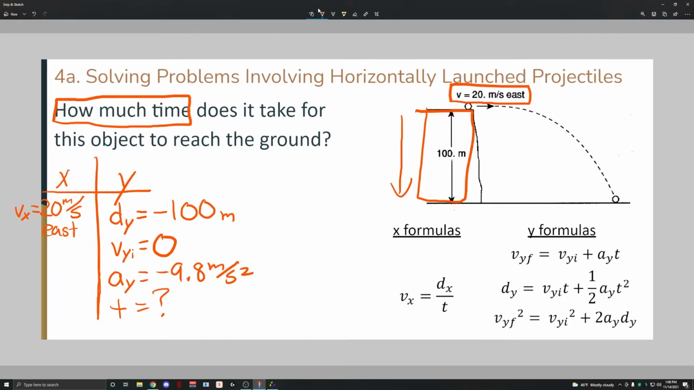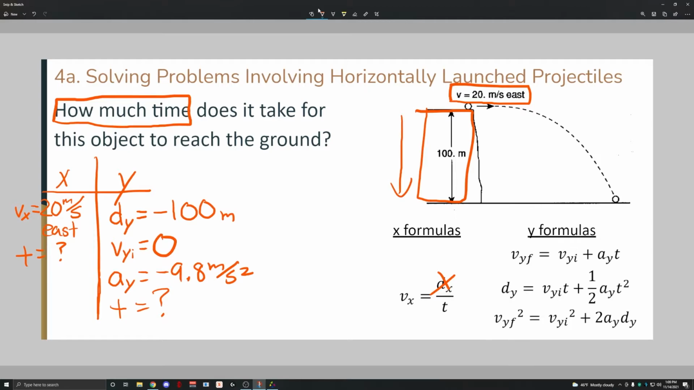So which side do we solve for t? Because t can belong to both sides. T is the same for both sides. There's no x, there's no y. T is the same on both sides. So which side do we use? Well, we're most likely going to use our y side to solve for time, because if we use the x side, we don't know dx, so we can't solve for time using the x side. But we can solve for t using our y side.